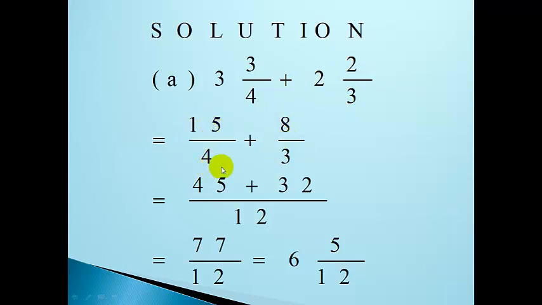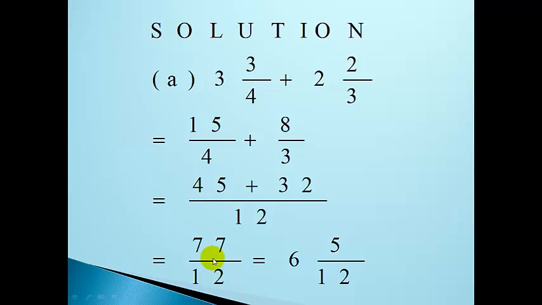Now we have 15 over 4 plus 8 over 3. And this is addition of fractions. Now with addition of fractions, you know that we find the LCM. And so the LCM of 4 and 3 is 12. Now 4 goes into 12 3 times, and when we multiply the 3 by 15, it's equal to 45. Plus 3 goes into 12 4 times, and 4 times 8 is equal to 32. Now 45 plus 32 is equal to 77, divided by 12. So we have 77 divided by 12.